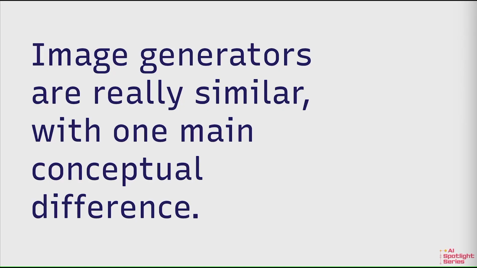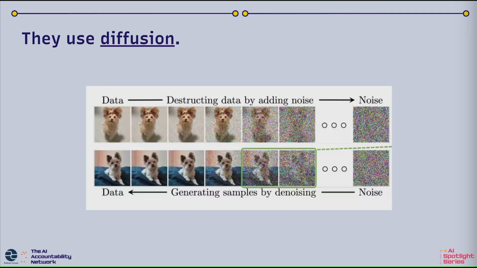Image generators are really similar to text generators with one main conceptual difference. So they still use transformers, but they also use this thing called diffusion, which is what Stable Diffusion is named after. And again, big asterisks, the use of diffusion is true for now, but that could change one day. And before we actually talk about what diffusion actually is, I want to talk about how it is that image generators can use both transformers and diffusion.